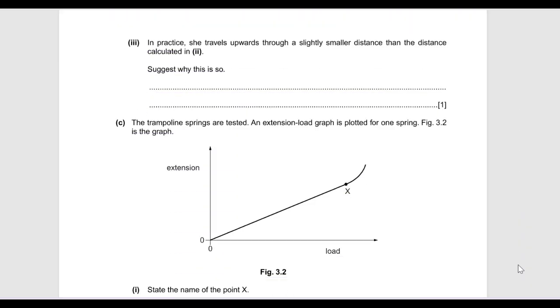But the next part says that when we did the actual experiment, the distance wasn't 1.8. The maximum distance the girl reached wasn't 1.8 like we have calculated. What happened? Is our answer wrong? No. Why did she cover less distance, less height this time?